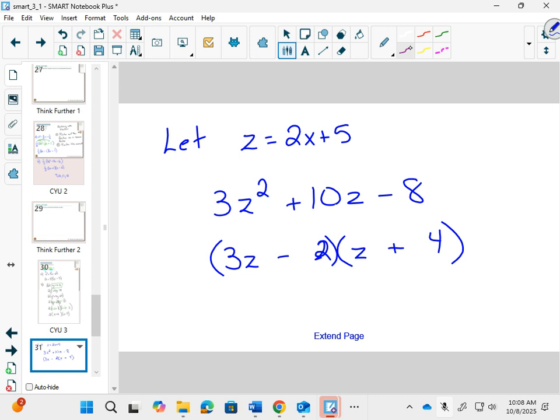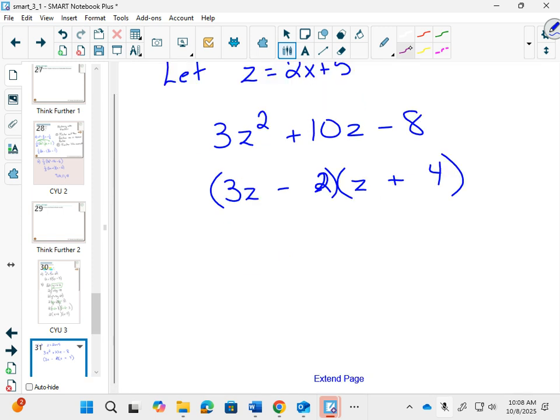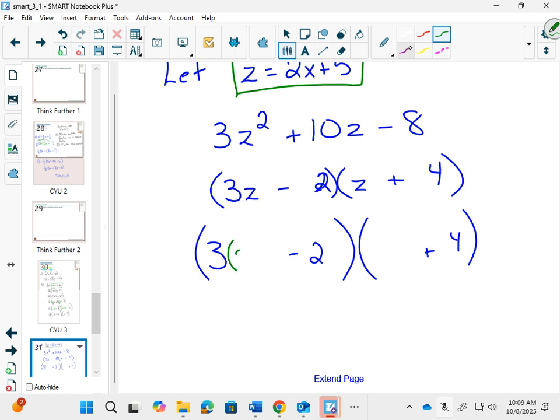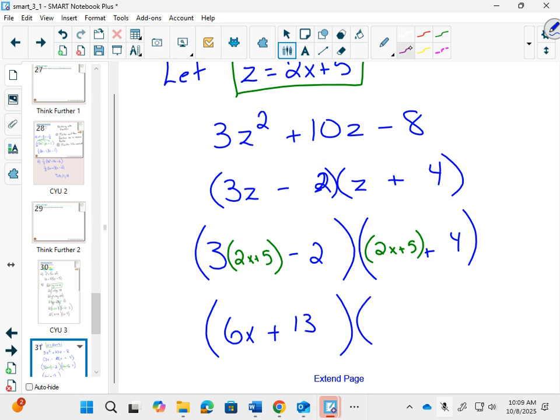Okay. And now we can substitute back. So we had the 3, well, minus 2, we had the plus 4, and I'm going to color code it because what did z equal? Put it in brackets. I'm going to replace it back, the 2x plus 5 there. Put it in brackets here, the 2x plus 5 there. Okay? If I distribute, I'm going to get 6x plus 15 minus 2 plus 13. If I distribute here, I'm going to get 2x plus 9.